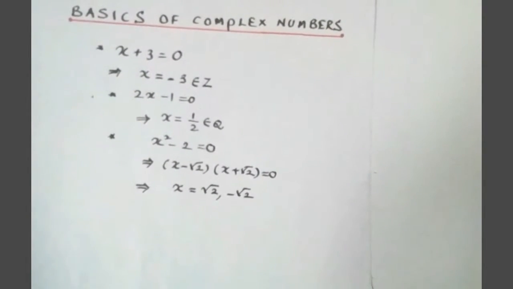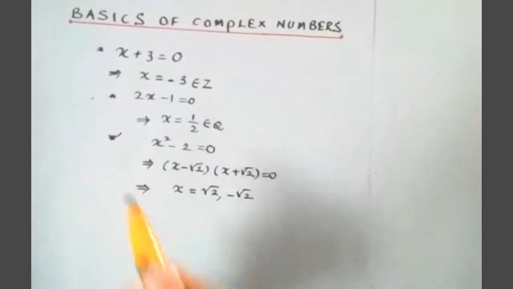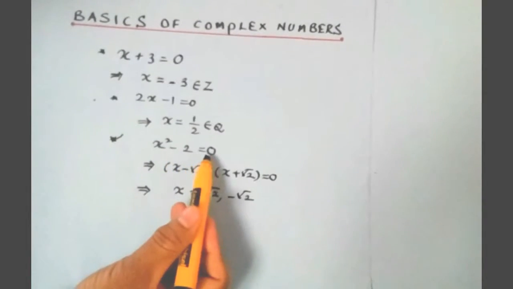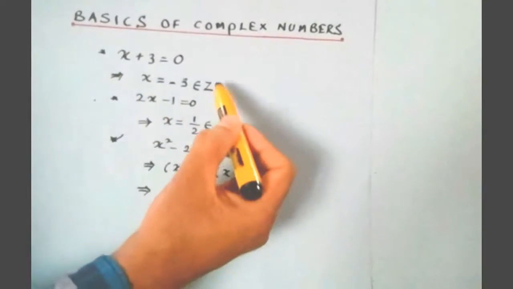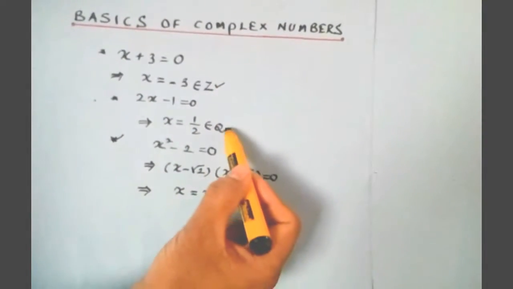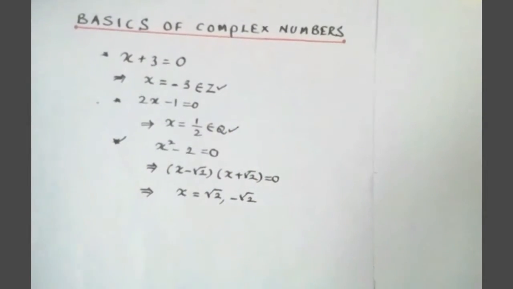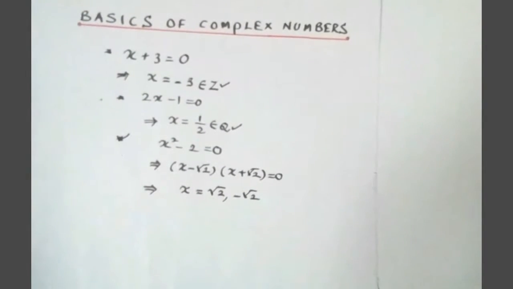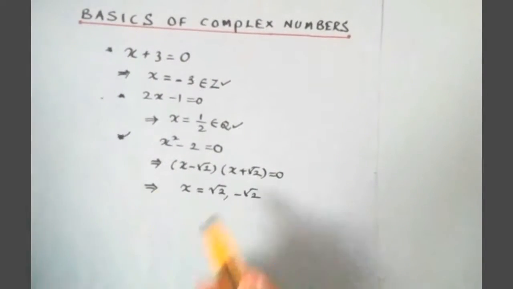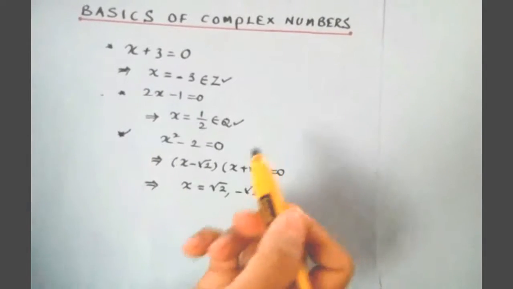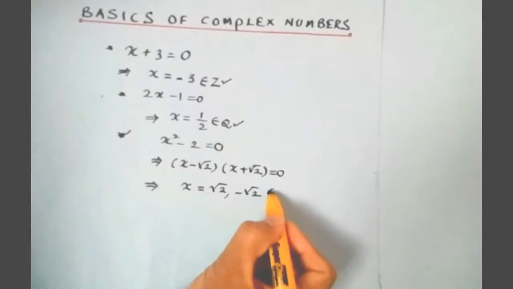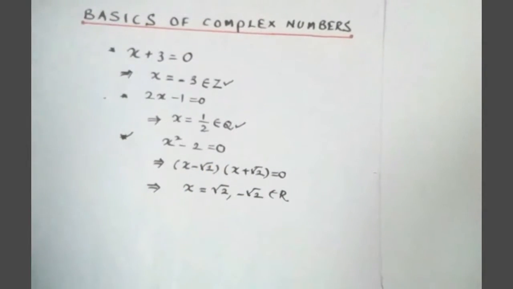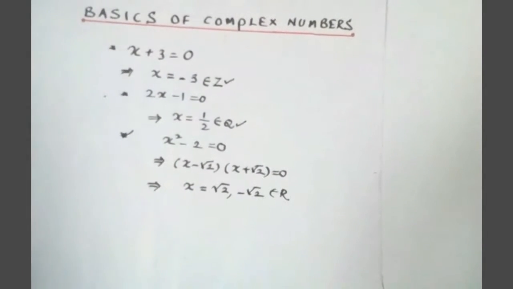Irrational numbers. So if I speak about the equation x squared minus 2 equals 0, it has no solution in the set of integers, or in the set of rational numbers, but here we have solutions which are neither integers nor rational numbers. These are irrationals, and irrational numbers are also real numbers. I can say the equation x squared minus 2 equals 0 has a solution in the set of real numbers.